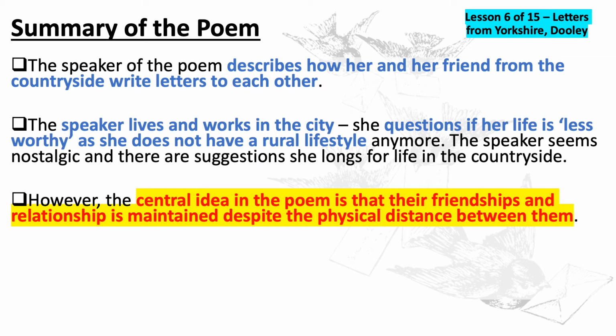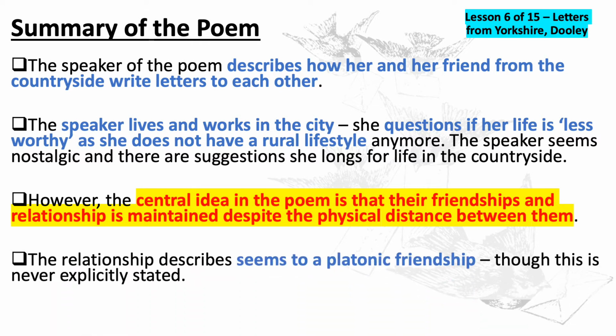However, the central idea and the main message in the poem, and we're going to look at messages next, is that their friendship and relationship is maintained despite the physical distance. There may be a significant distance between them, but by communicating they are able to sustain and maintain their friendship. The relationship described seems to be a platonic friendship. It's not ever explicitly said what type of relationship is described in this poem, but it doesn't seem to be a romantic relationship, and it doesn't necessarily seem to be a family relationship. So it is almost certainly a platonic friendship.